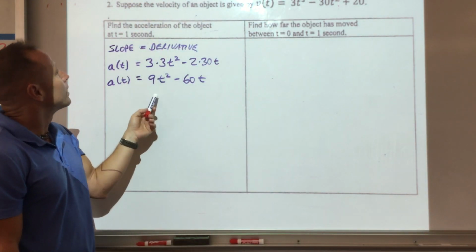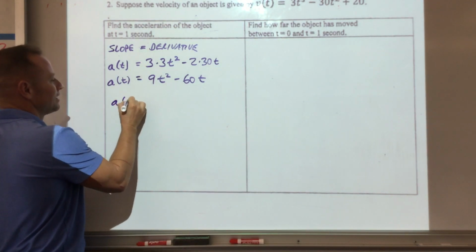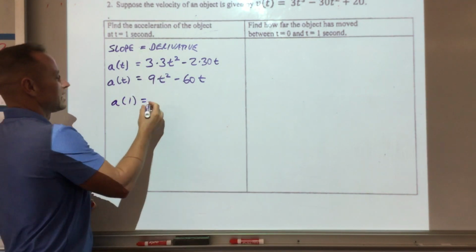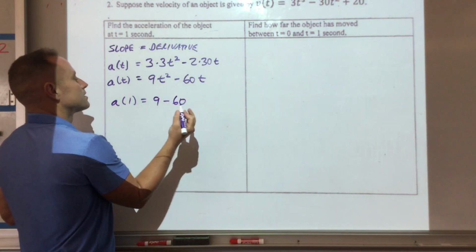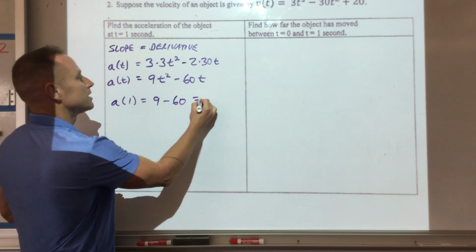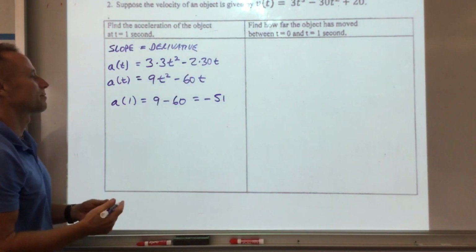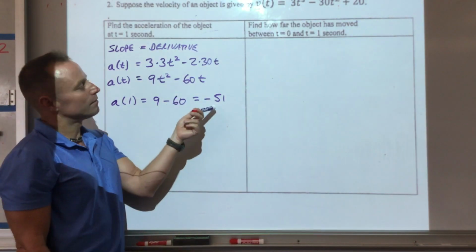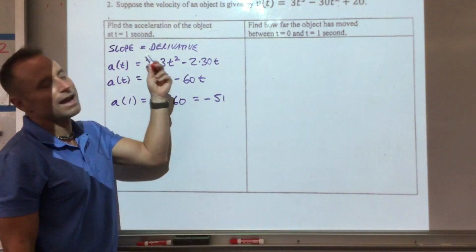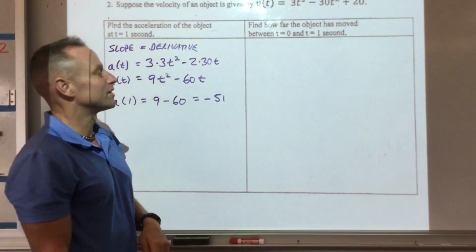But we, as it turns out, care about t equals 1. You're like, I don't care about t equals 1. So what you do is just plug it in. So this is going to be 9 minus 60. So apparently the acceleration is minus 51, and if we were given units, it'd be meters per second squared. So the slope of this graph is apparently negative 51 at t equals 1 second. We can check that maybe at the end of the video here.